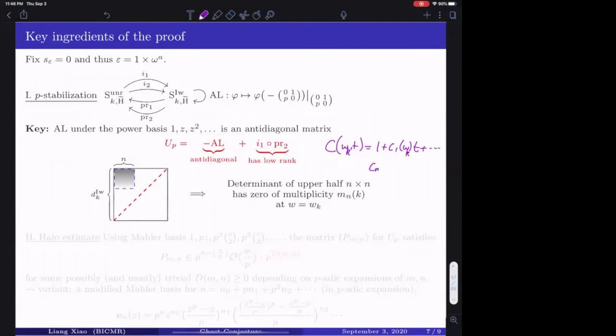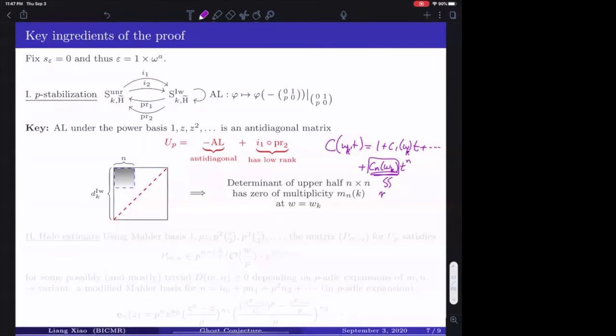I want to look at c_n(w) n t to the k. So this thing, if you do an U_p analysis, the main term is somehow the determinant of the upper left n by n minor. So I'm looking at the determinant of this thing.